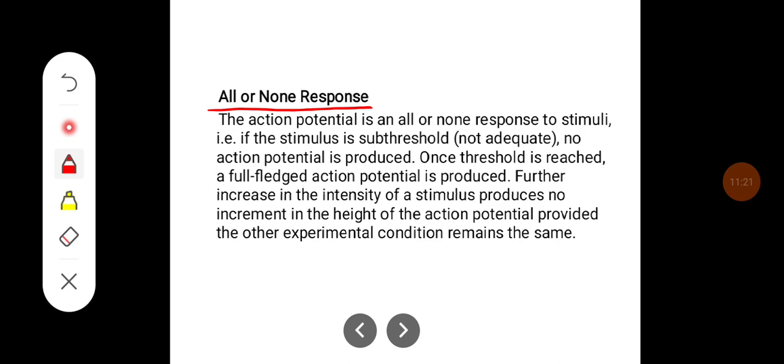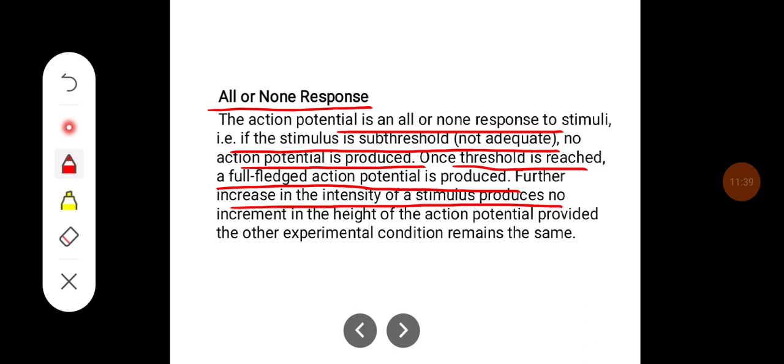It has an all or none response as well. The action potential is an all or none response to stimuli. That is, if the stimulus is subthreshold, not adequate, no action potential is produced. Once threshold is reached, a full-fledged action potential is produced. Further increase in the intensity of stimulus produces no increment in the height of action potential, provided the other experimental conditions remain the same.